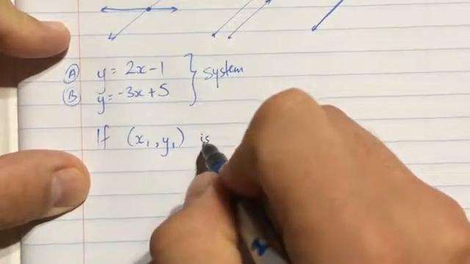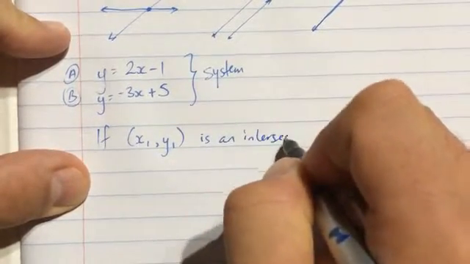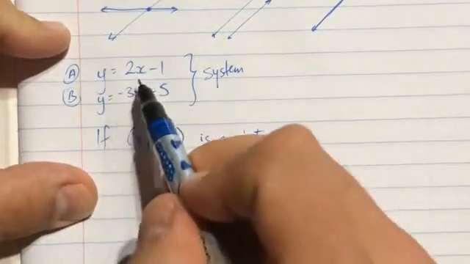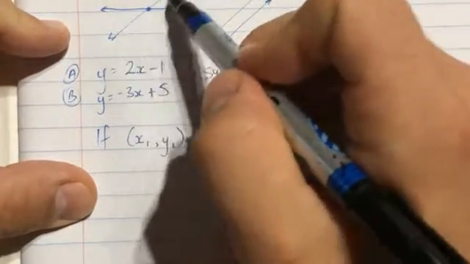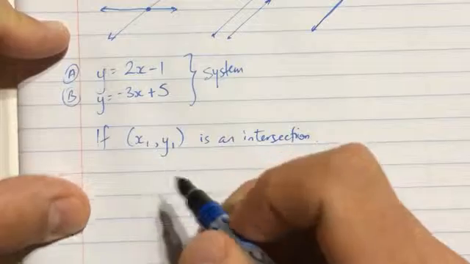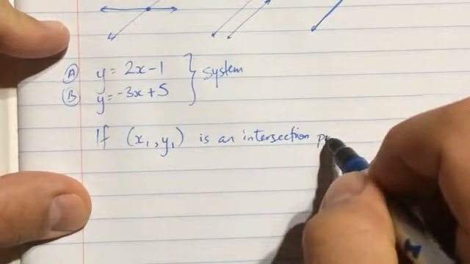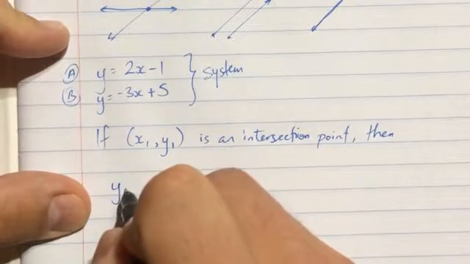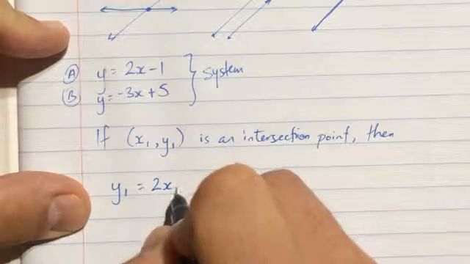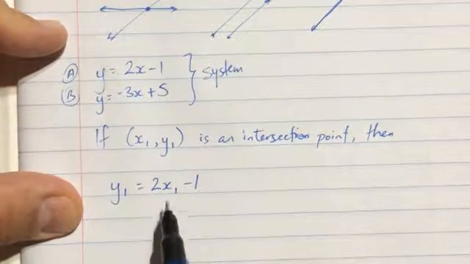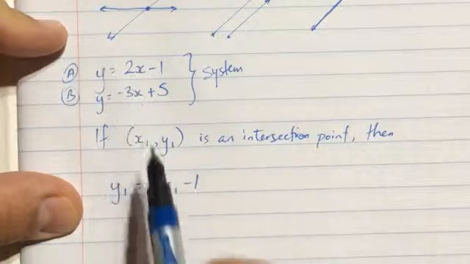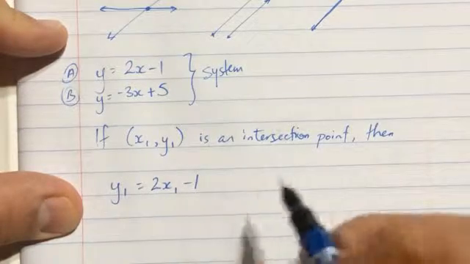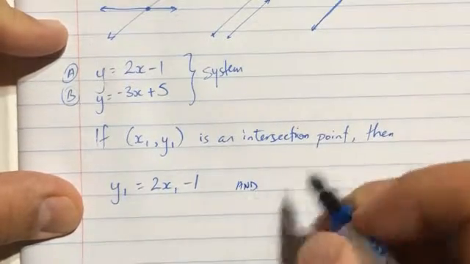So if that point is an intersection point, that means it's a point on both lines at the same time. If it is a point on one line and it's a point on the other line, then we know two things. First of all, it's on the first line, which means y1 is equal to 2x1 minus 1. Another way to think about that, if I substitute x1 in for x, whatever that point's number is, then when I evaluate it, I will get this other number, y1. And that will also be true for the second line, for line B.